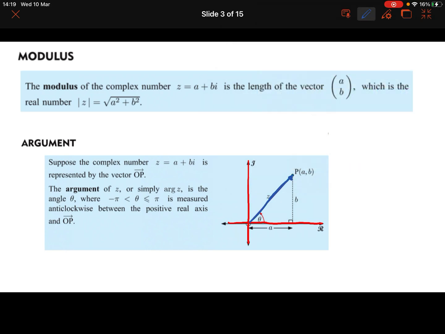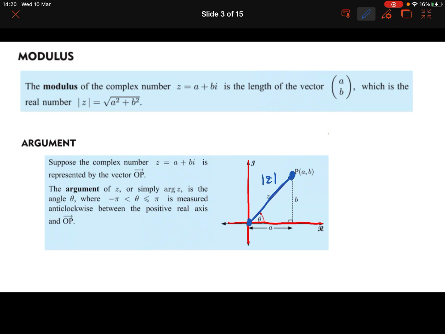Then each complex number has a modulus, and what I mean by modulus is it has a length. This is the modulus of Z. It's that distance from here to here. So just like with a vector, the magnitude of the vector, the modulus is like the magnitude of the complex number, the size of it.